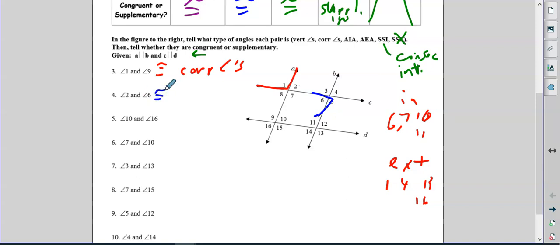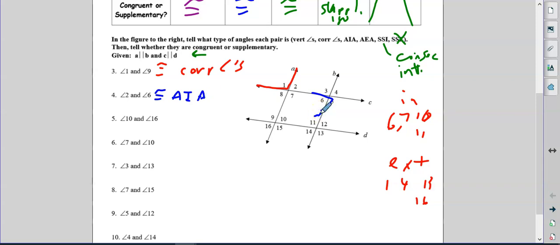Now, again, ride the transversal. 2 and 6 are on line C. C is a transversal, which means we're looking at A and B to determine 2 and 6 are alternate interior angles. We've been abbreviating. You can abbreviate even more now. Alternate interior angles. They are on either side of C, the transversal, and both in between A and B. Okay, 10 and 16.